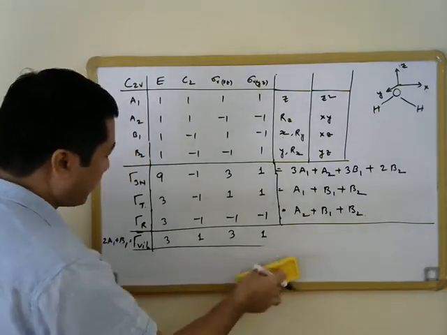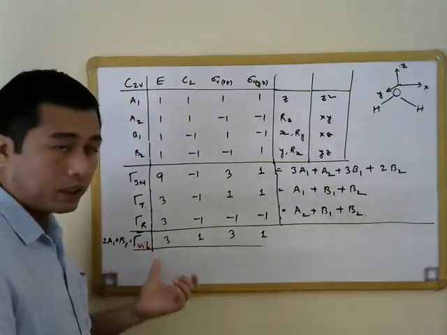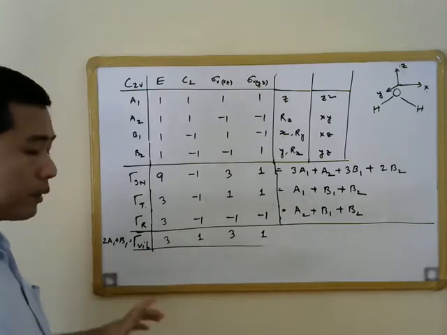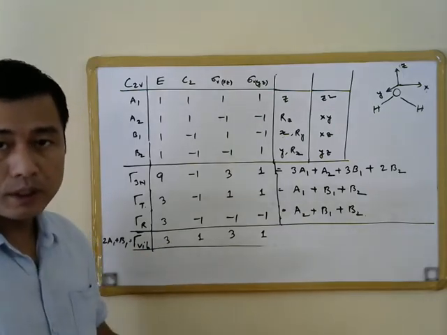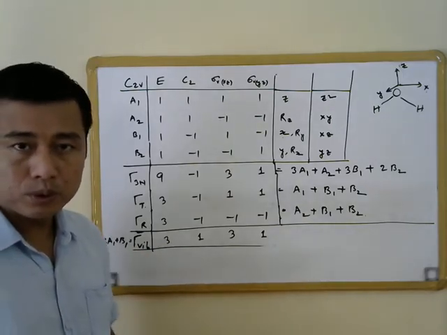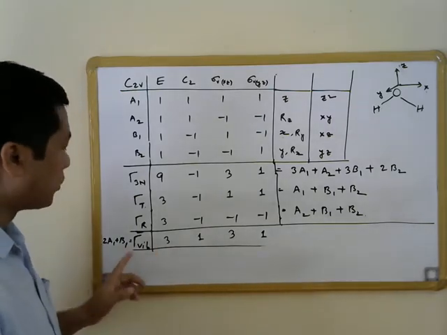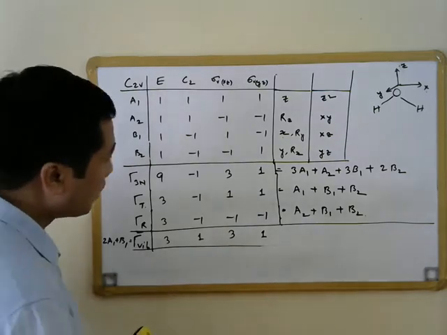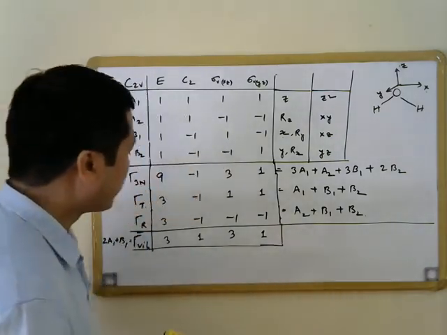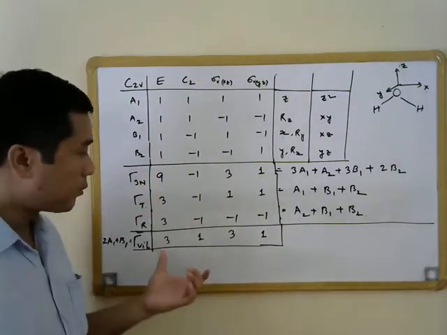So we have found out the symmetry of all three vibrational modes. Two of the vibrational modes have A1 symmetry, or we can say two of the vibrational modes are symmetric vibrational modes, and one of the vibrational modes has B1 symmetry. So this is one of the approaches through which we can find out the symmetry of the vibrational modes.